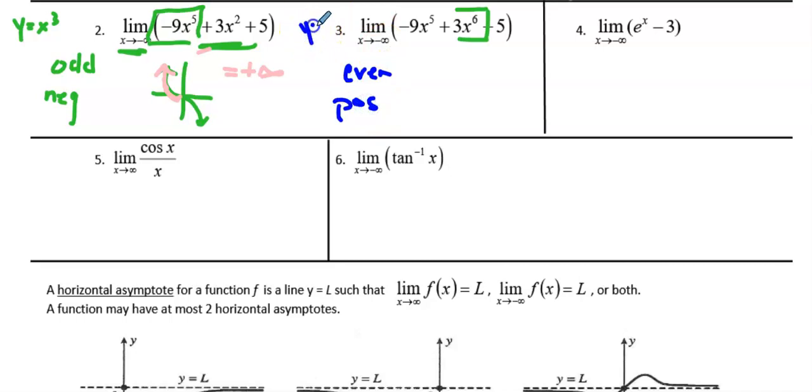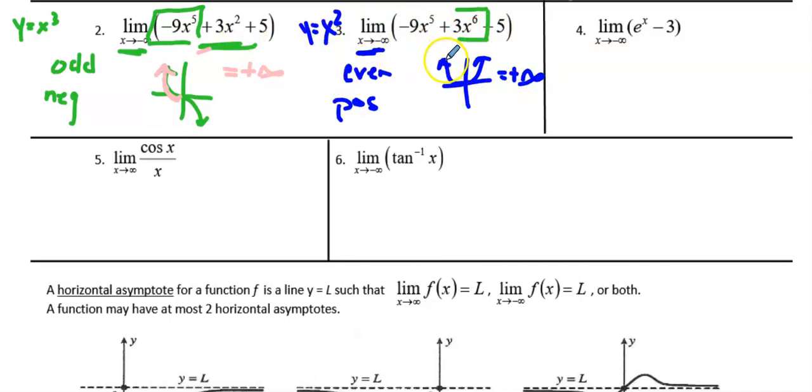So again, I tell my students, think about y equals x squared. And so since it's even and positive, I'm going to draw it like this. If it were negative, I would just flip it across the x-axis. And so no matter if it's positive or negative infinity, I'm still going to positive infinity, right? So both directions are going upward like that.